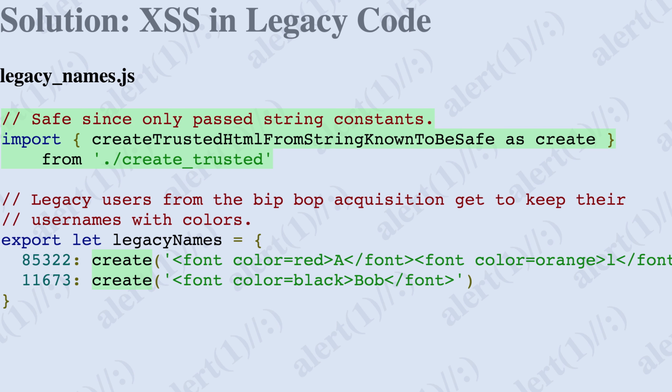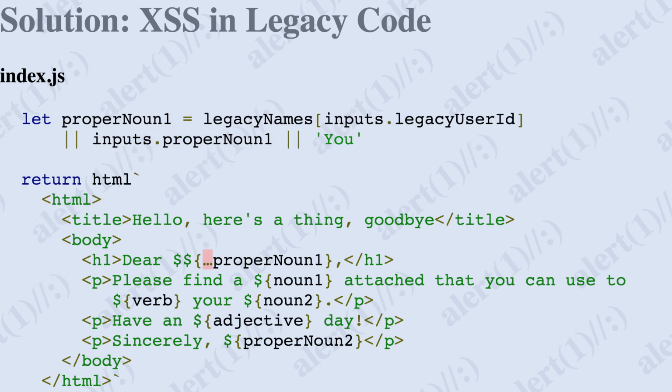Our legacy names table now stores trusted HTML values. This module is on the whitelist, so it can import createTrusted. The reviewer noted that it's safe because it is only called with constant strings. Our use of the HTML template got simpler. Instead of calling isLegacyUser, it just passes the value straight through. Even if it did still have those checks, it would neither over nor under escape, since the decision to escape is based on whether the value has a trusted type.